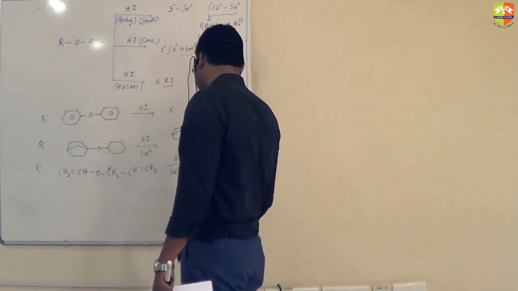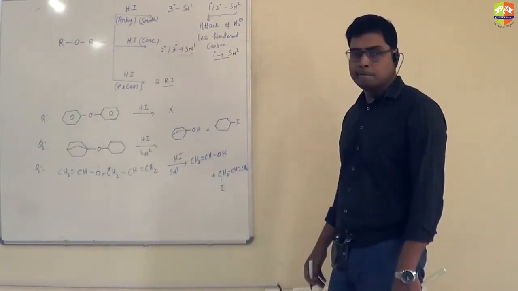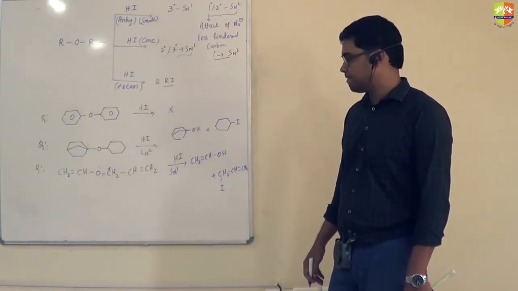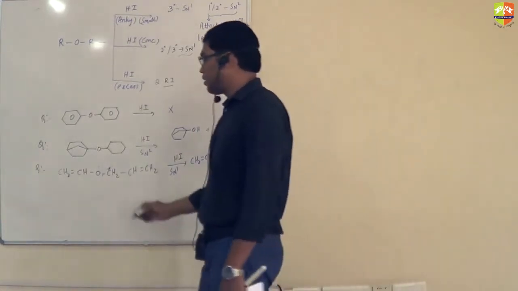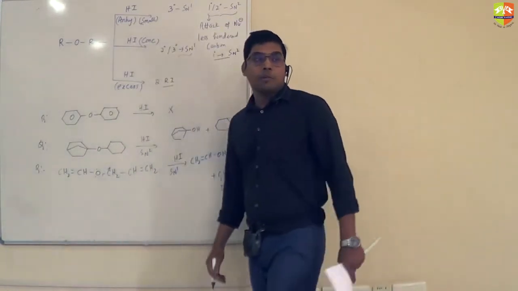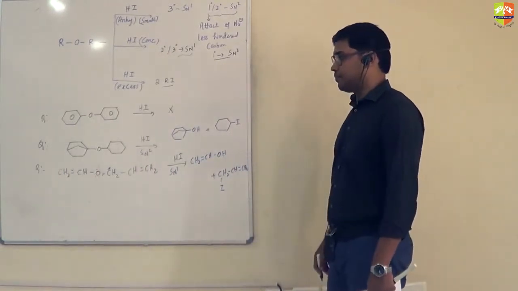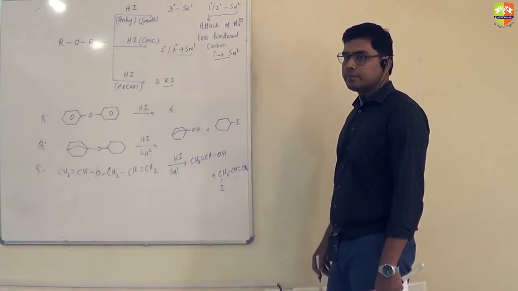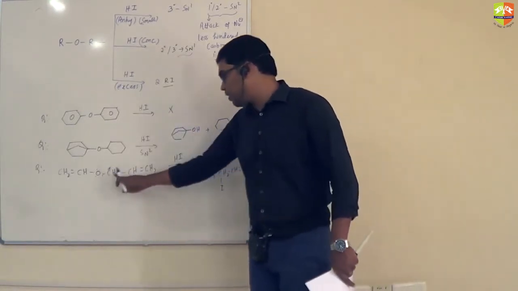HI, correct? Similar. So wait. Why does HI not attack across the double bond? No, that wouldn't happen because we have a lone pair of electrons available. Wait, lone pair in why? Lone pair is available. The only reason this breaks the OCH bond is because it forms a stable carbocation. That's the only reason.